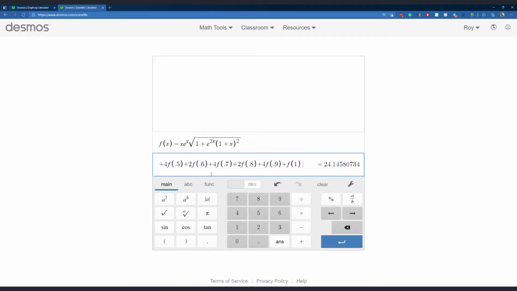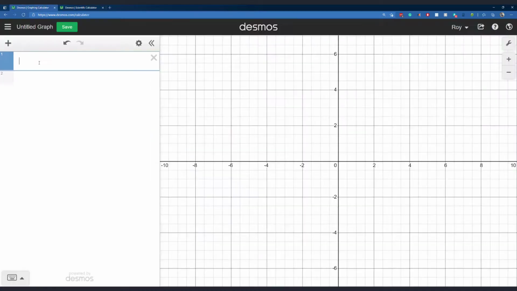And you can see right here, the approximation for the surface area is going to be 24.1458. And they didn't really specify how many decimal places they wanted in this problem. So I'm just going to state it to the fourth decimal place here. So 24.1458. Now, just for giggles, let's take a look at actually what Desmos would compute the value to be.